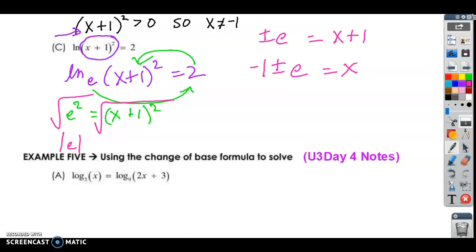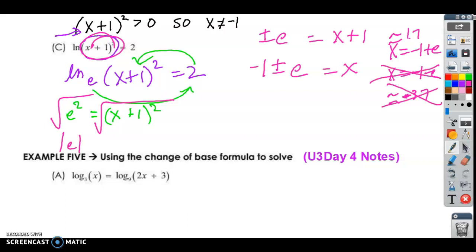Those are two solutions. One of the solutions is x equals negative 1 plus e, and the other one is x equals negative 1 minus e. And e is 2.7. So what you need to do is throw in those numbers. So approximately 1.7, because negative 1 plus 2.7, and then approximately negative, what is it, 3.7, and just make sure that those values work over here. And it turns out that this one is very, very negative, and that's not going to work. So the only solution we've got looks like this one.